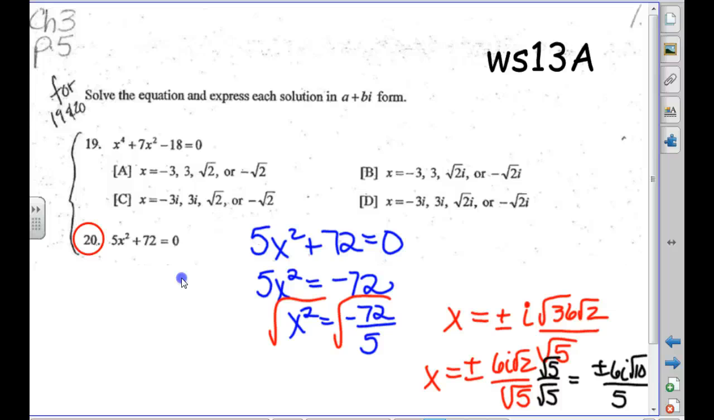Are we okay on that one, or do I need to do another example like that? I can make one up.